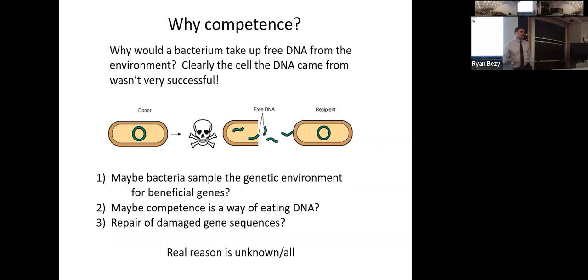What this really is, the real reason isn't known. It's probably a combination of all three of these, depending upon the surrounding conditions. Then probably all three of these are valid reasons for why to do competence or transformation.